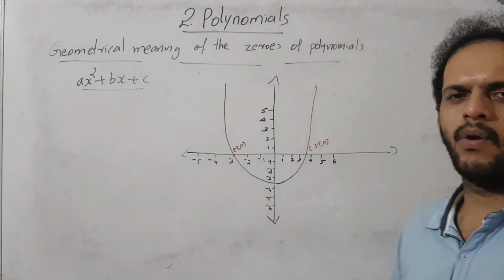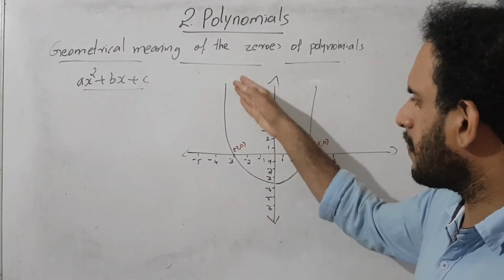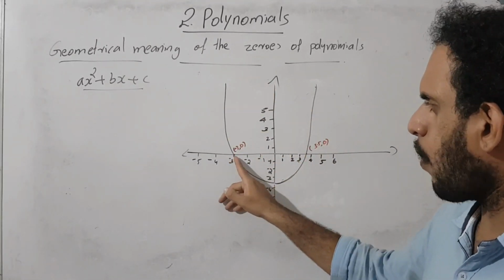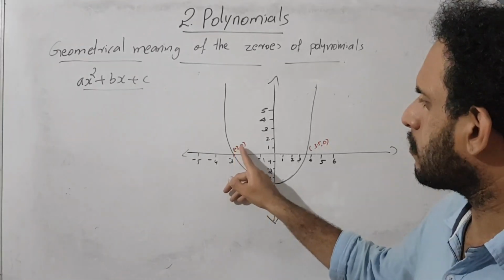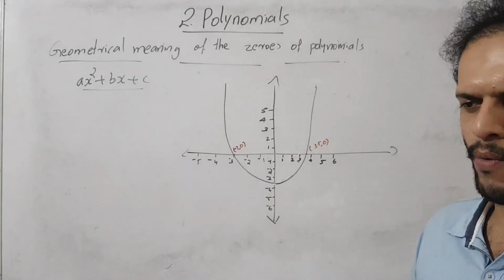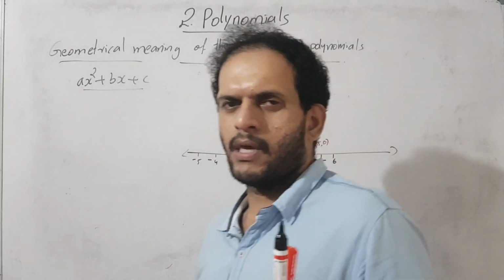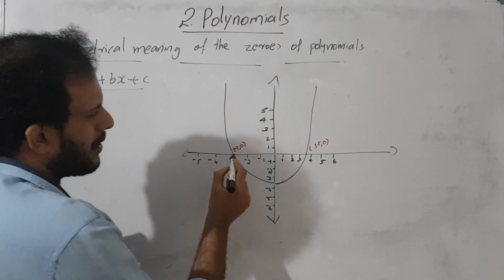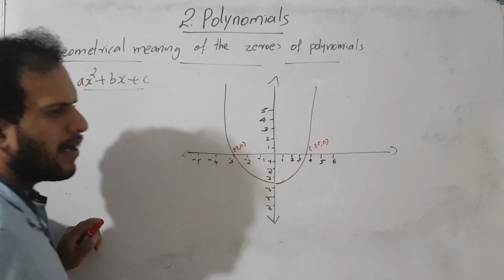Okay, then here what are the zeros of the polynomial? The graph intersects the x-axis at 2 points. The coordinates of the first point are minus 3, 0 and the second is 3.5, 0. So, what is the zero of the polynomial? The x coordinate of the point where the graph intersects the x-axis.